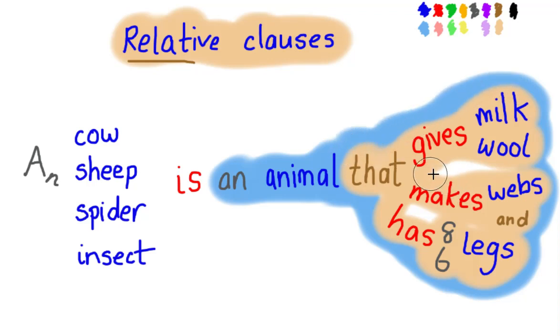So all of these words are joined together. And then we could use this phrase in another sentence. An animal that gives milk is a cow, or an animal that has 8 legs and makes webs is a spider. So all of these words stay together in this noun phrase.